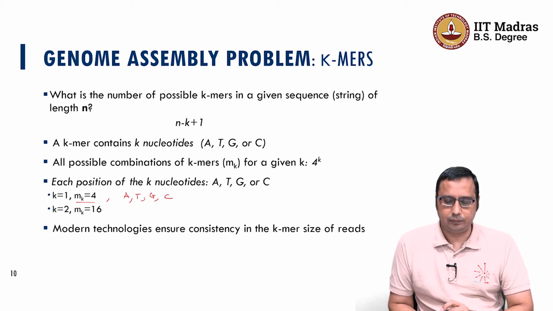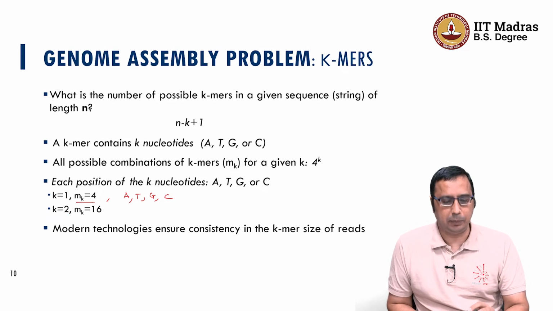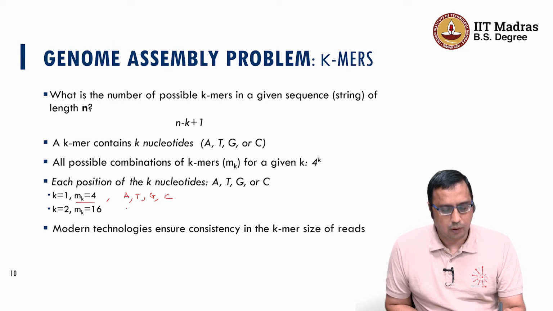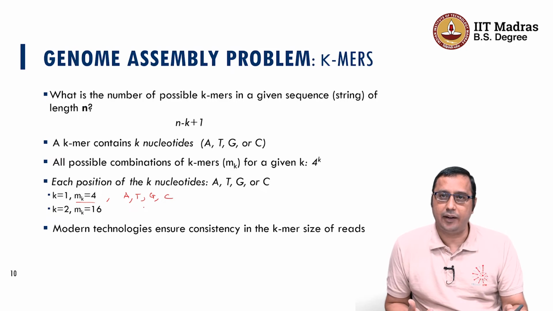If I put k is equal to 2, the all possible combinations are 16. How do we get that? Simple. We have to look at all possible combinations. So it can be looked at as a diagram and we can construct.